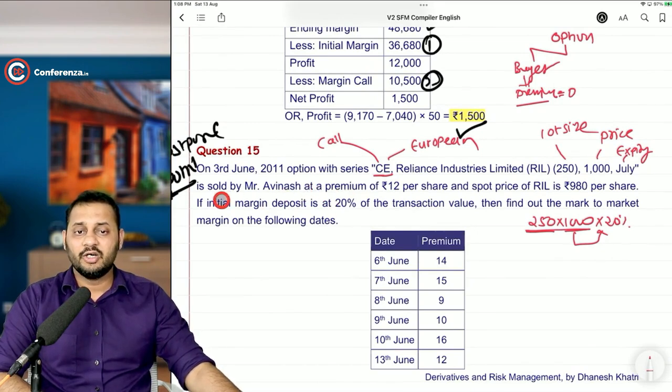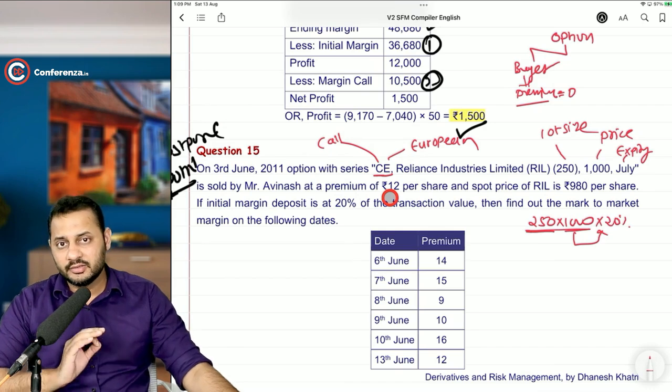Avinash is selling the options contract to someone else. That's a European call option, which means it can be exercised only at expiry. Okay. Avinash sells at a premium of 12. So the premium will be received by the seller.